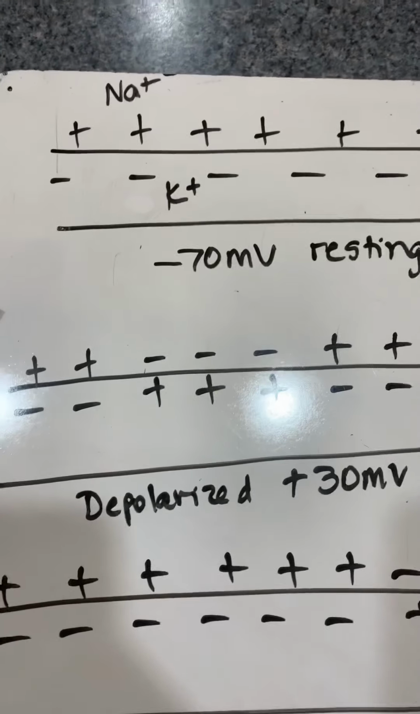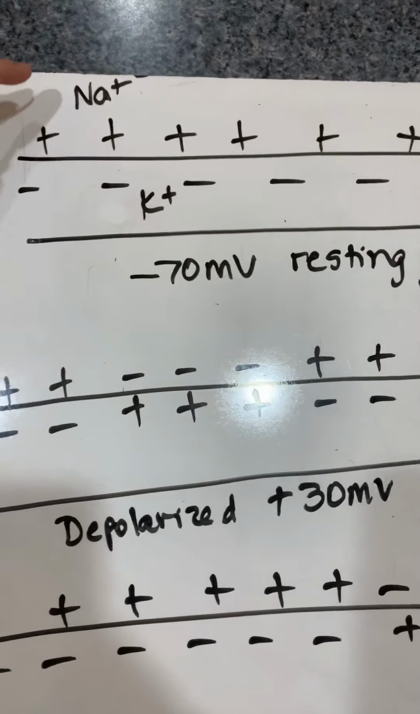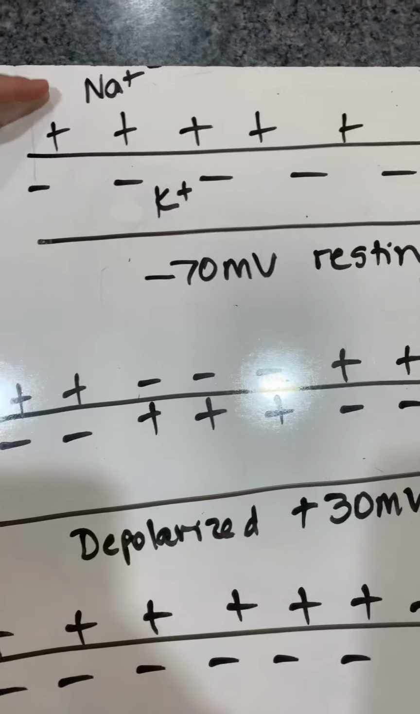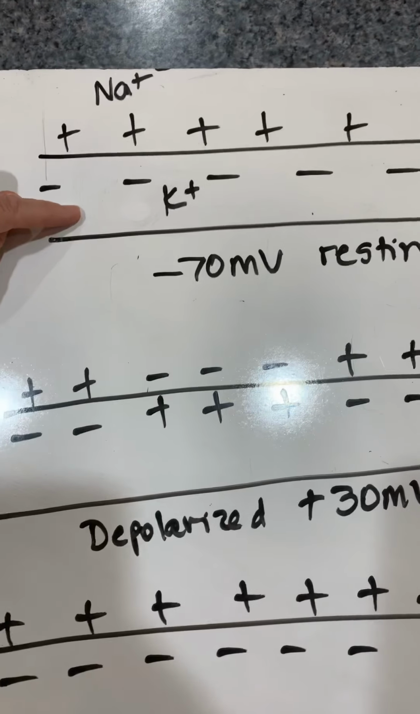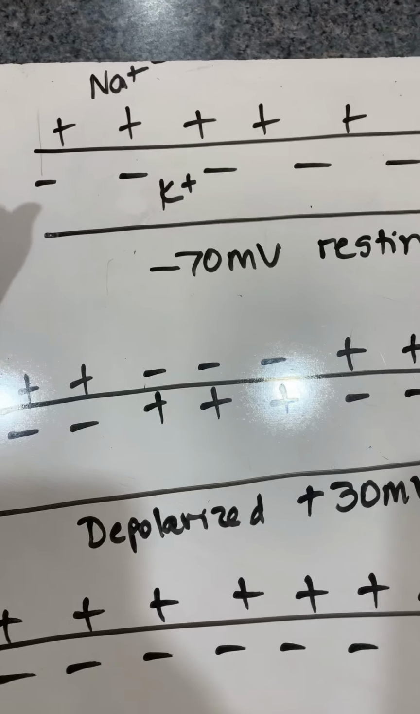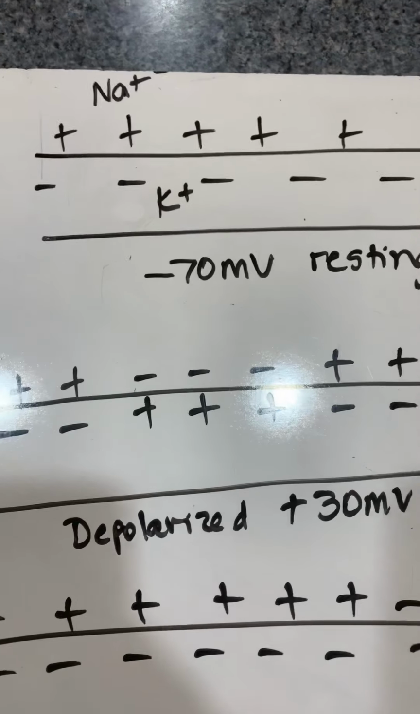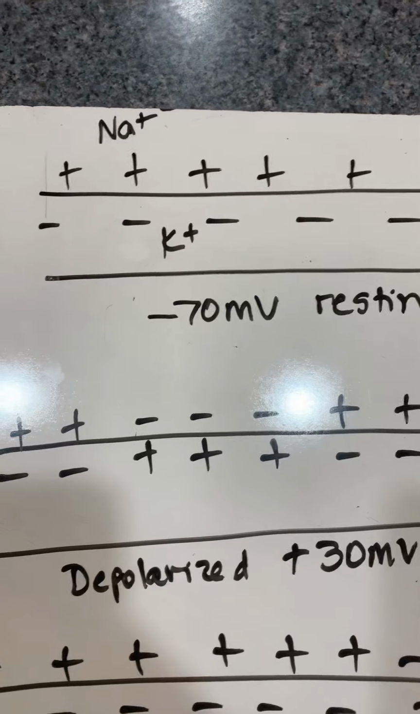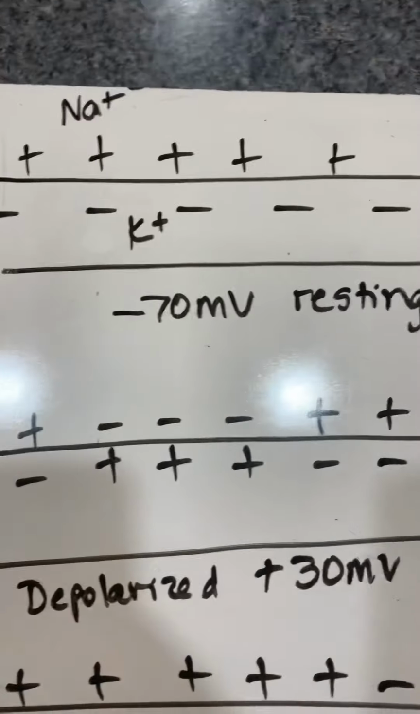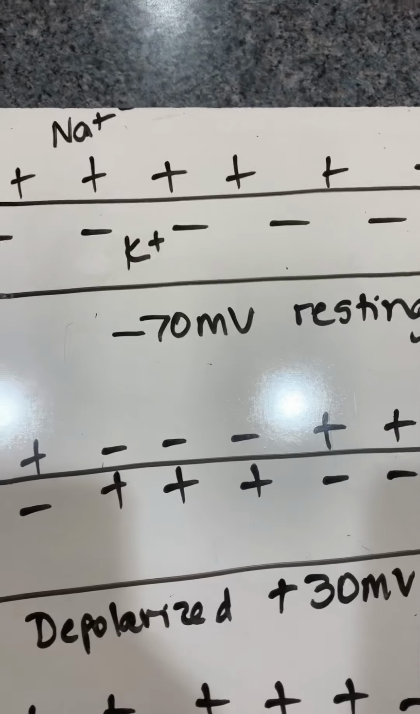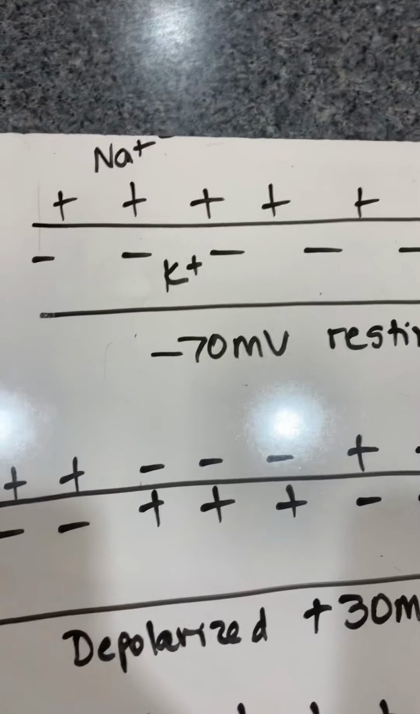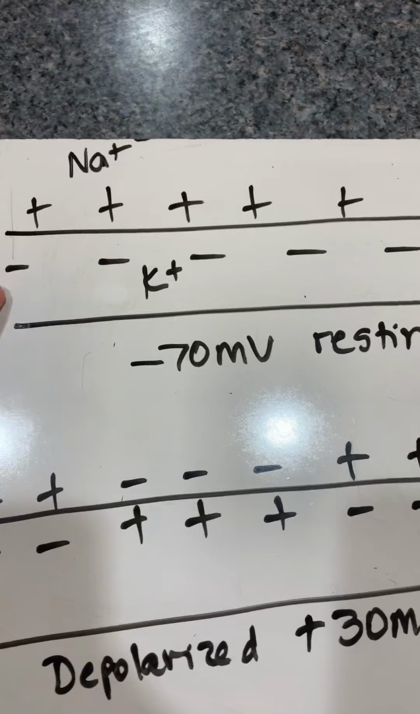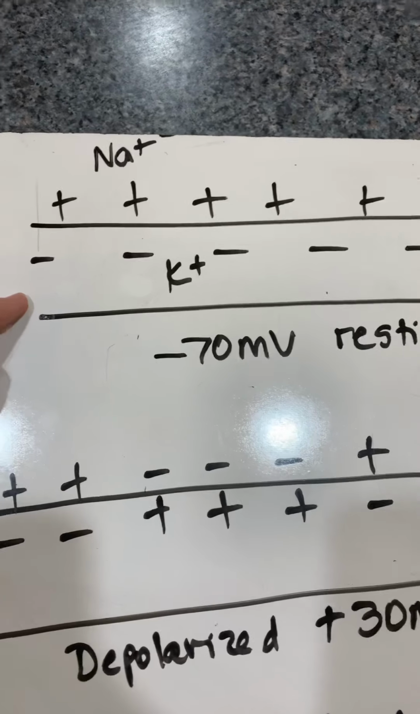The other thing we need to remember as far as ions go is that there are more sodium ions on the outside of the axon, and there's more potassium on the inside. Remember, this is going to be important later when we move into depolarization. The resting membrane potential of the axon is negative 70 millivolts, so you have to have a stimulus come in to actually cause depolarization to occur.